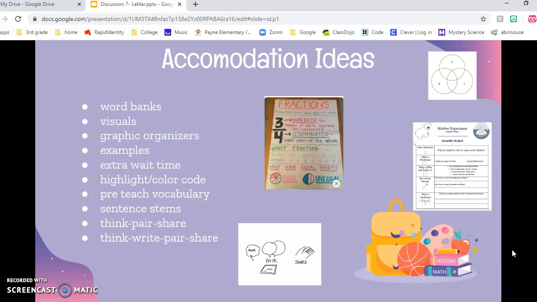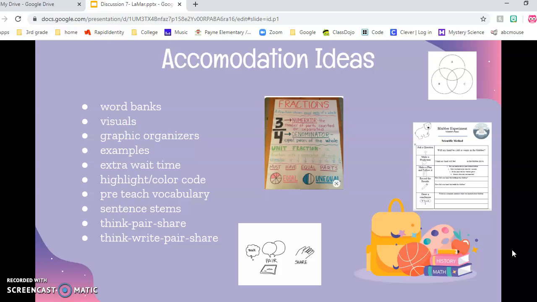Think, pair, share. It's just like it says. They think about the answer, they pair up with somebody, and then they share their ideas. This gives, again, our ELL students wait time, which lets them think. Then they can share it with one person instead of sharing out to the class, which makes it a little bit maybe easier for them to get their ideas across, and then they can share it out with the group.